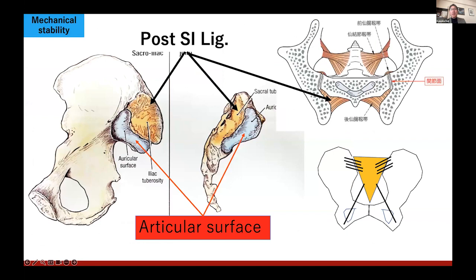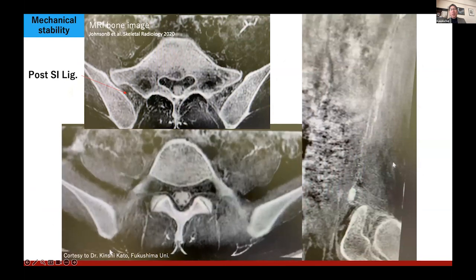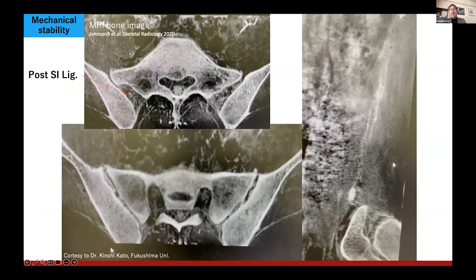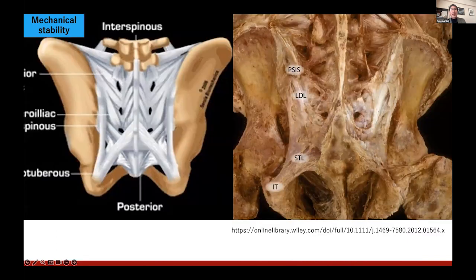As you know, the sacroiliac joint is a synovial joint shaped like an ear, tightly stabilized by its surrounding ligamentous tissue, and has only slight mobility. This figure shows an MRI bone image. The posterior sacroiliac ligament can be seen posterior to the SIJ. This figure shows the ligamentous tissue surrounding the SIJ. As you can see, multiple ligaments provide structural mechanical stability.